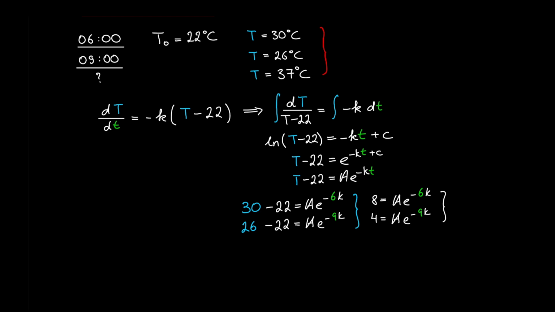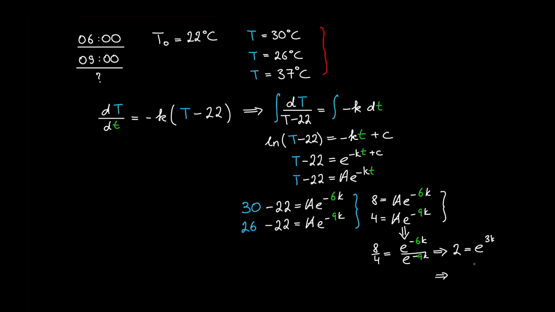by dividing. If I divide one equation by the other, what I get is 8 over 4 is equal to A divided by A simply cancels out to 1, and we have e to the power of negative 6k divided by e to the power of negative 9k. And this can be simplified to 2 is equal to e to the power of 3k. Please recall the laws of exponents. If you have the same base and you have a division, the exponents simply subtract each other. So negative 6k minus negative 9k, same thing as plus 9k, and you get positive 3k.